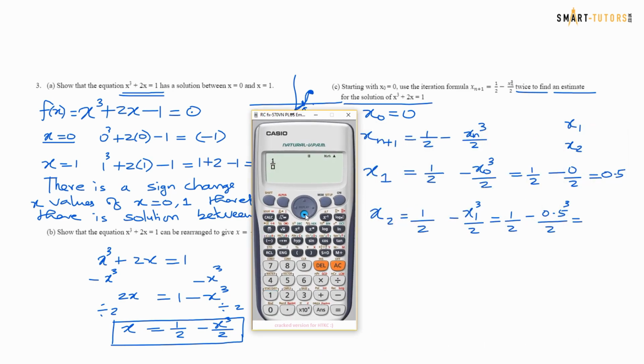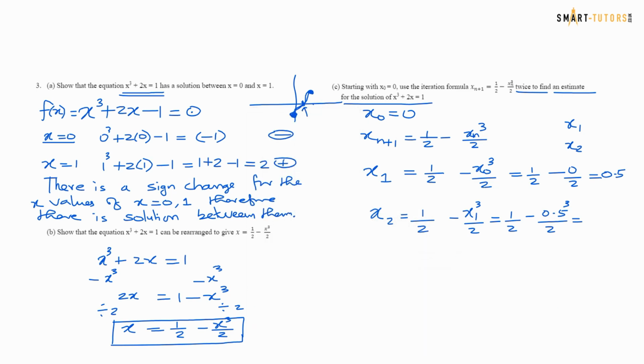So 1 over 2 minus 0.5 cubed over 2, and the answer is 0.4375. So you can say x equals 0.4375. It's an estimate solution for x cubed plus 2x equals 1.